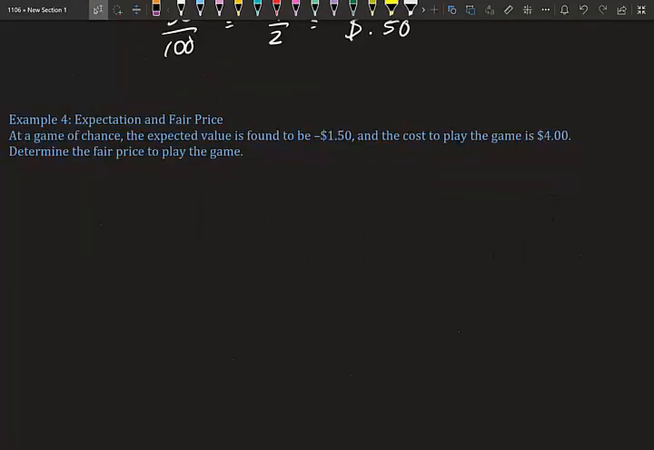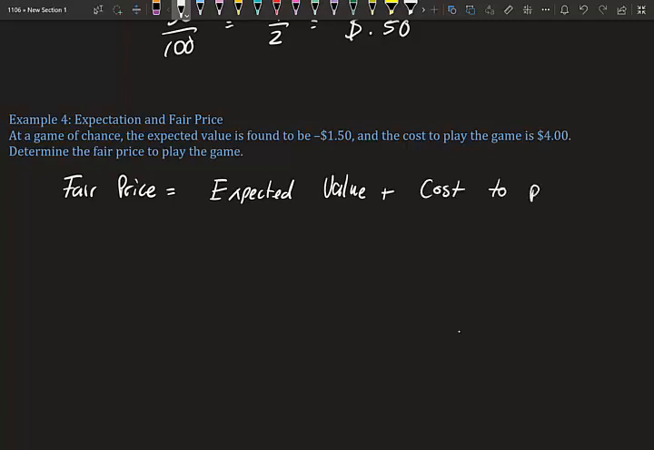Alright, expectation and fair price. At a game of chance, the expected value is found to be negative $1.50, and the cost to play is $4. Determine the fair price to play the game. So, fair price is expected value plus cost to play. That's how they find fair price to play.